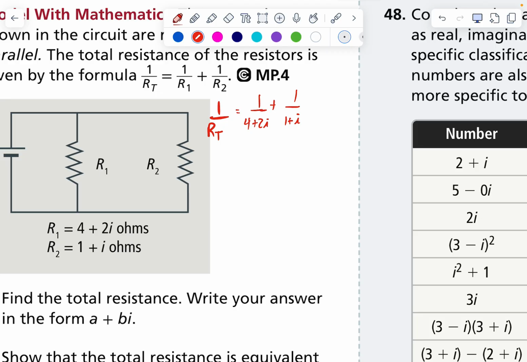We can't without, well, these are fractions currently, so we can't just add them together. Yeah. Do you multiply them by the complex conjugate of one of them? Okay, let's do that.